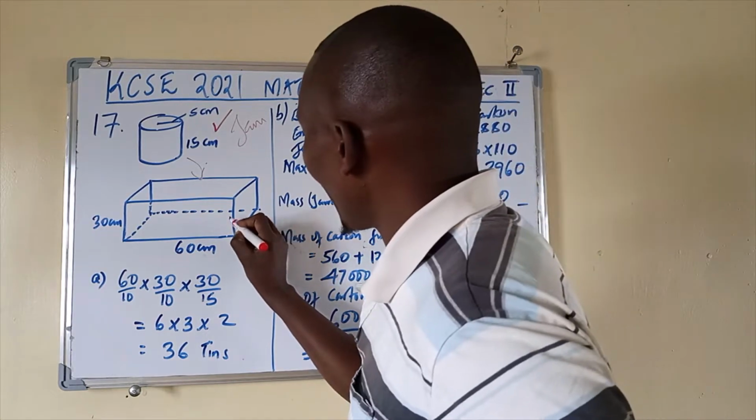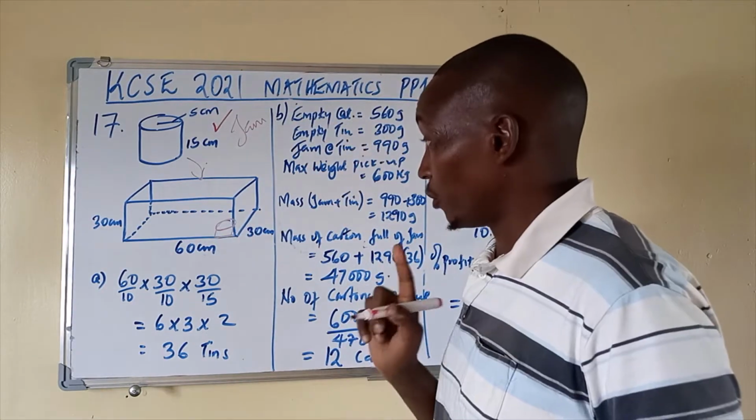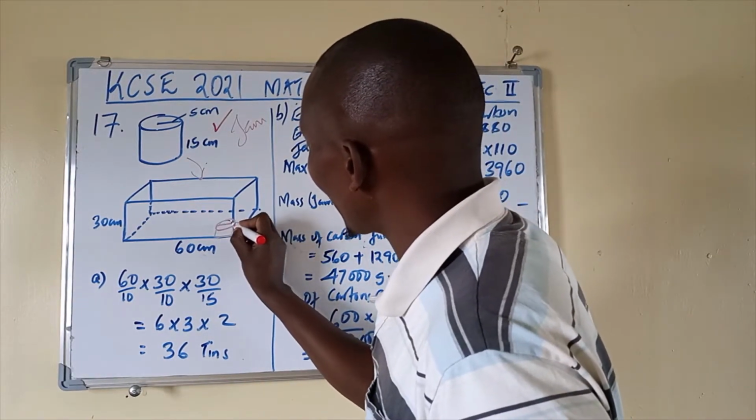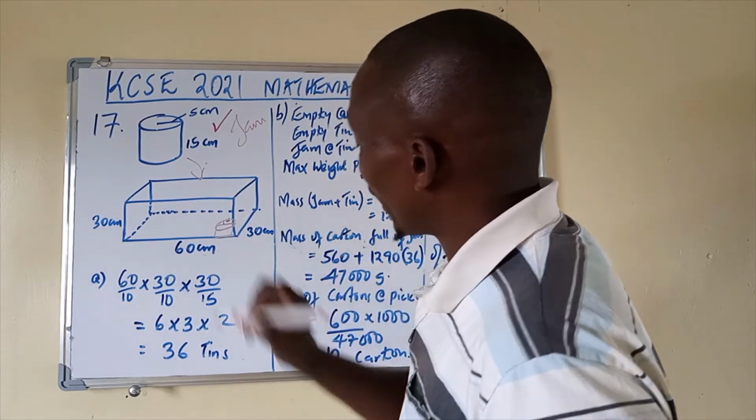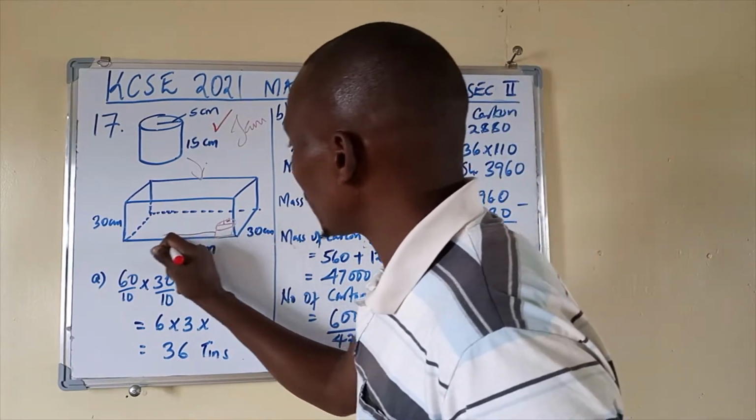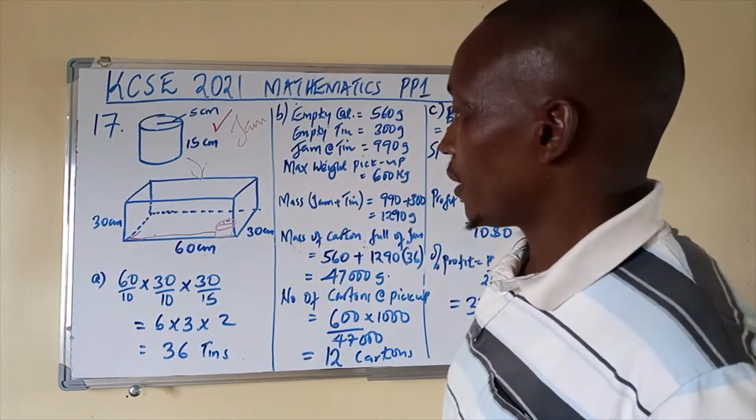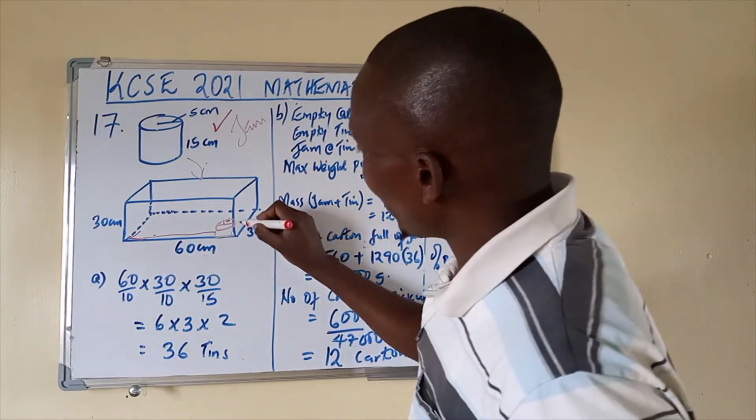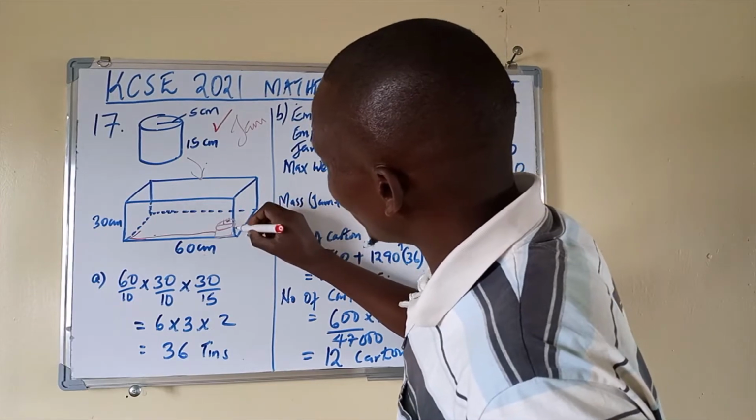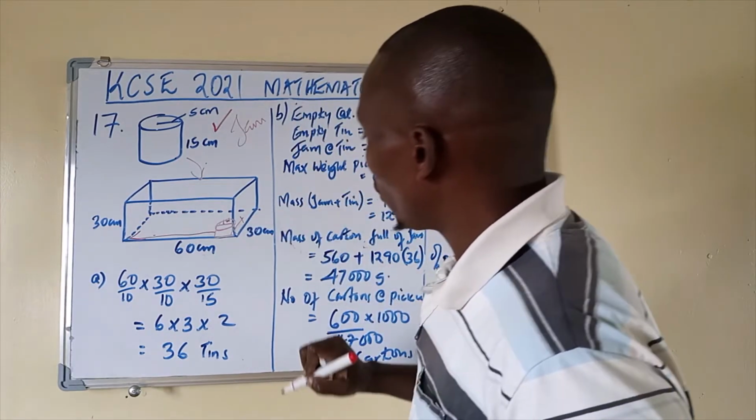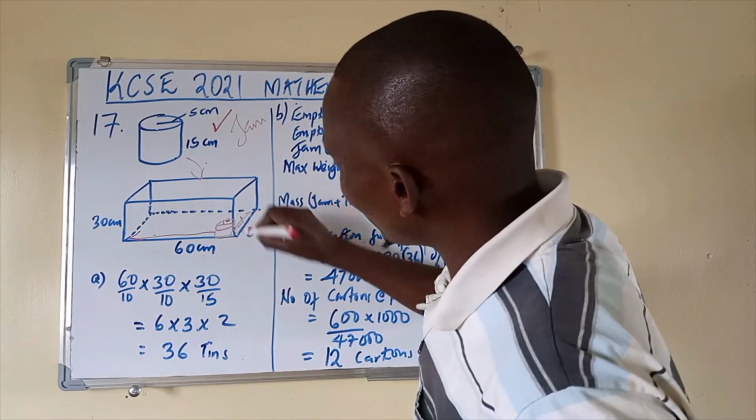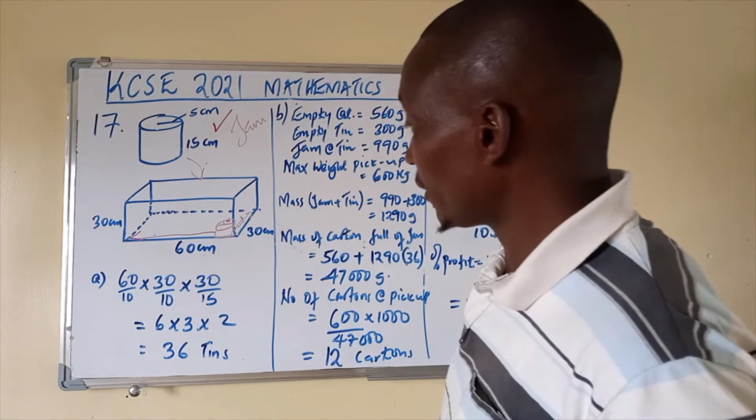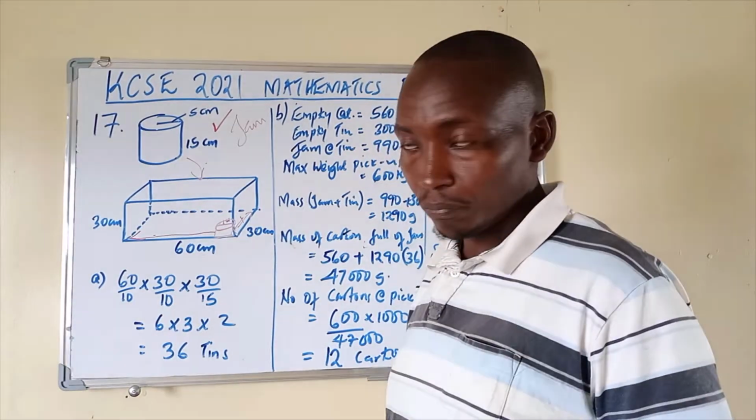Now, assuming a tin is packed inside the carton and the radius is 5, so the diameter is 10. So how many tins will be aligned here? It will be the length, 60 divided by 10. Then we go to the width. Remember, this diameter applies again, 10. So to determine how many tins will be arranged along the width in this case, it will be 30 divided by 10.